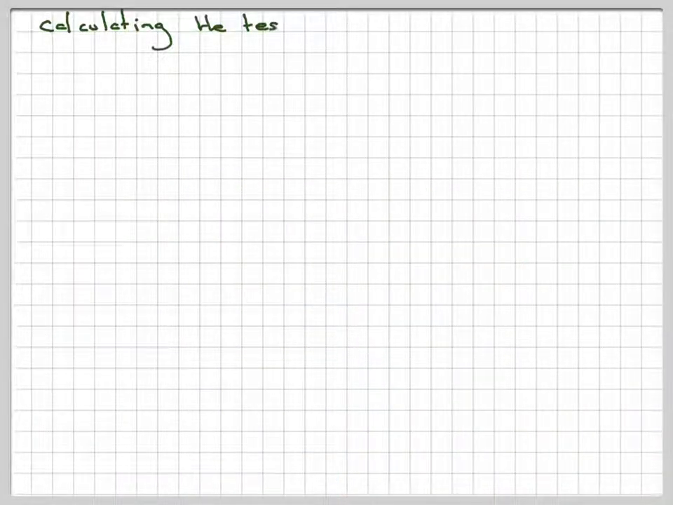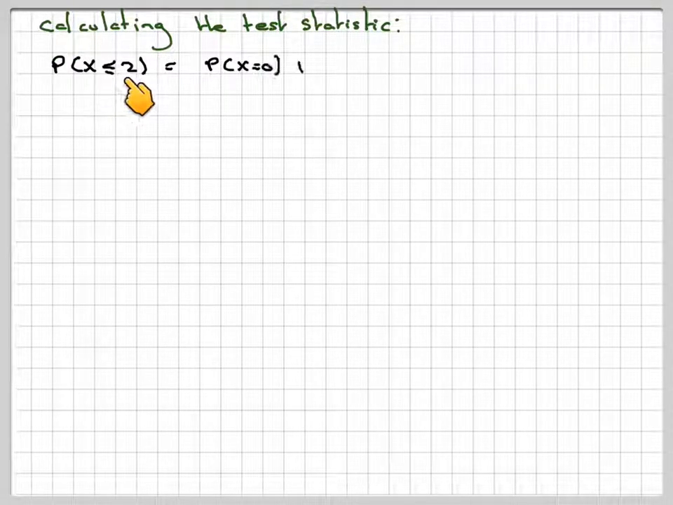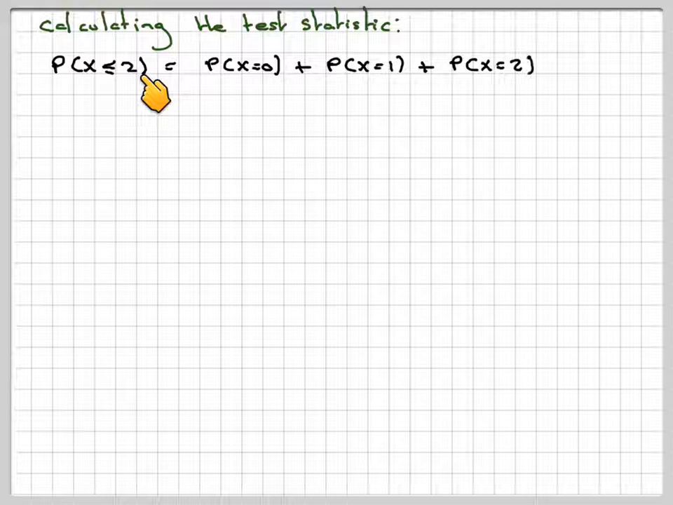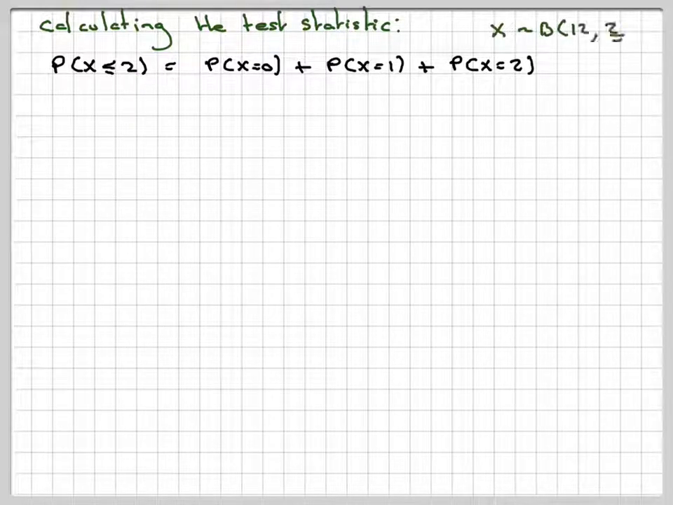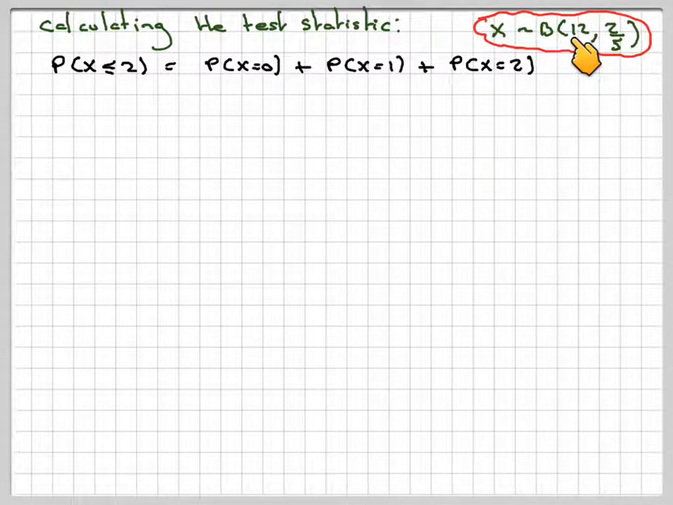So calculating the test statistic, we've got the probability that X is less than or equal to 2. Sometimes you have to do this with a calculator because maybe the value of P is not available in the tables, or the value of N is not available in the table. So we've got P(X=0), P(X=1), P(X=2), which is the probability of being less than or equal to 2. So X will be binomially distributed, N is 12, and the probability of success is 2/5.